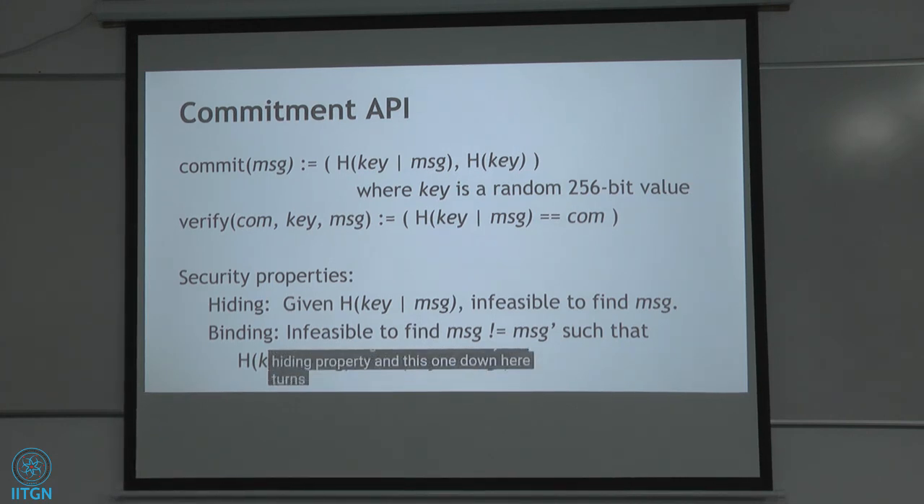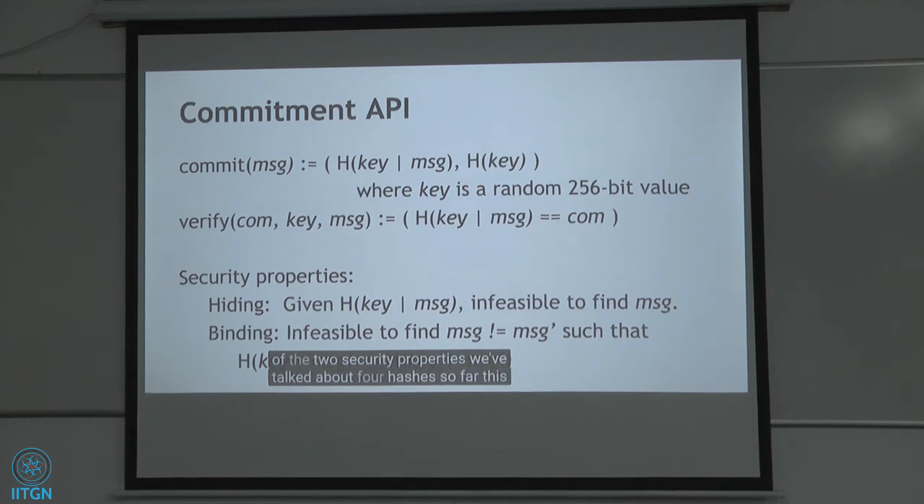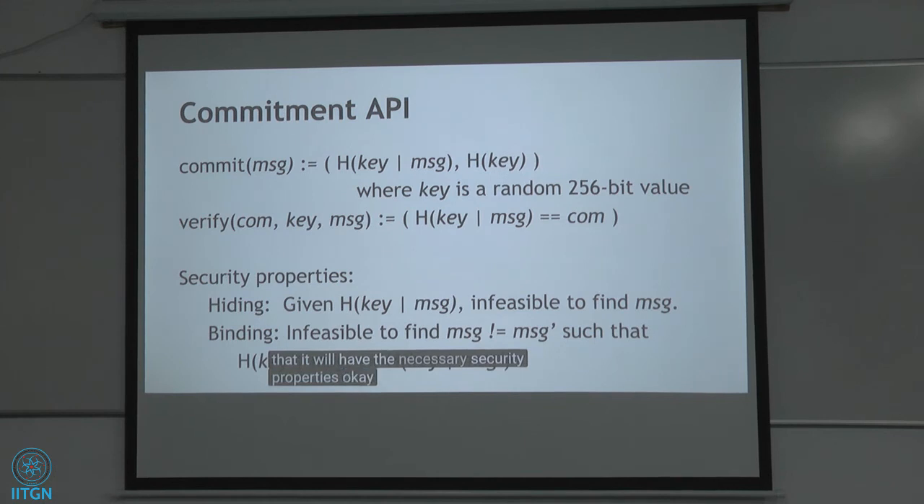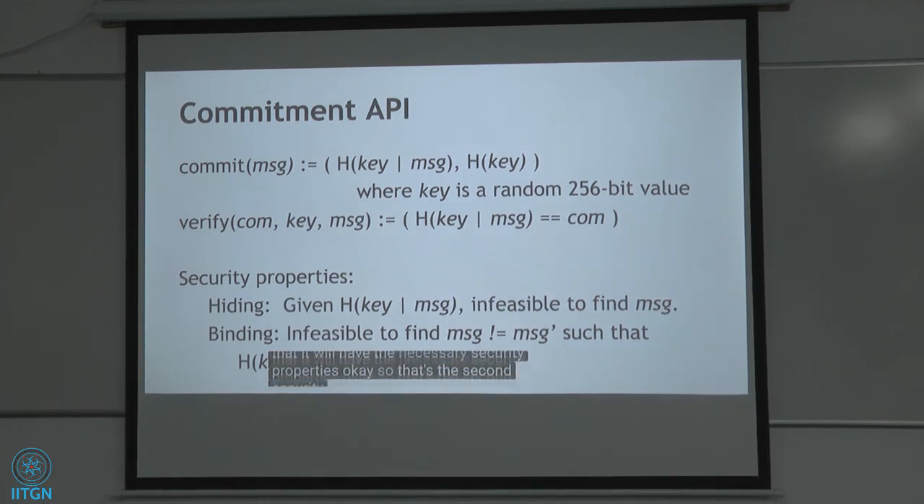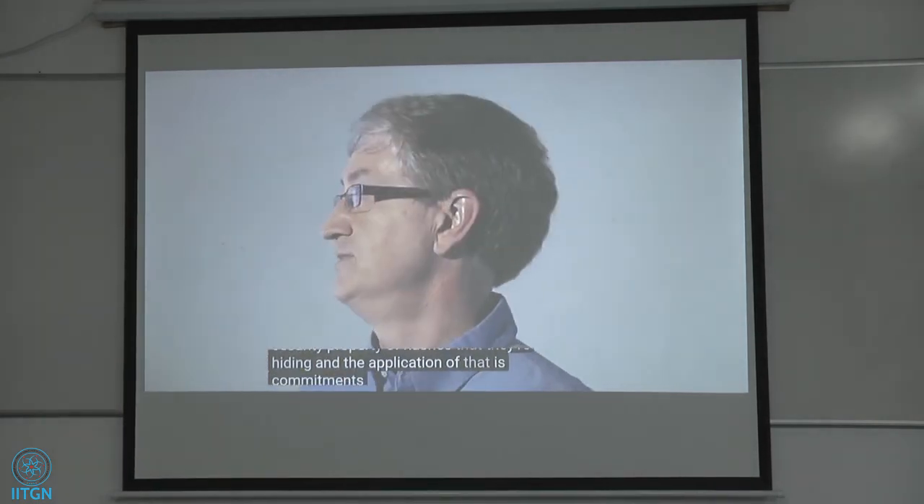And this one down here turns out to be exactly the collision-free property. So that if someone can find two messages which have the same hash like this, well, then they have an input value here and an input value there that are different, and yet those have the same hash. And so because of the two security properties we've talked about for hashes so far, this commitment scheme will work in the sense that it will have the necessary security properties. Okay, so that's the second security property of hashes, that they're hiding, and the application of that is commitments.